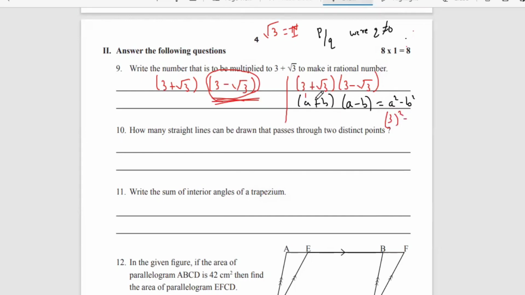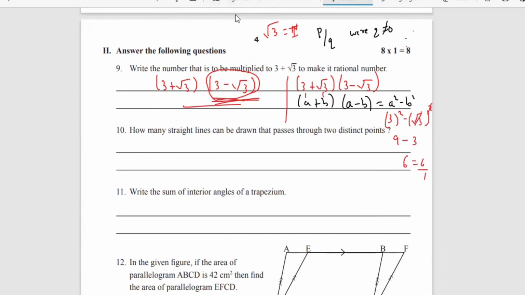As you can see, the a value is 3 and the b value is root 3, so b square is root 3 whole square. 3 square we can write as 9 minus, and the square and the root of 3 cancel, remaining 3. So 9 minus 3 is 6. 6 obviously can be represented in the form of p by q, how? 6 by 1, right? So yes, our answer is 3 minus root 3.